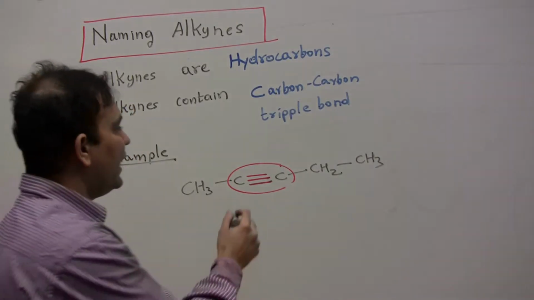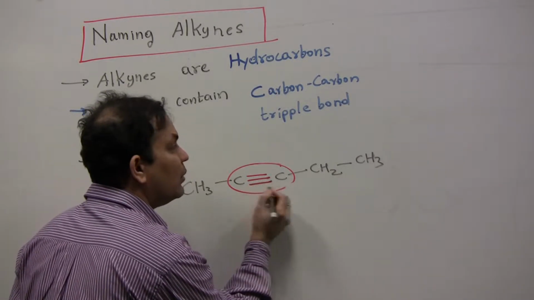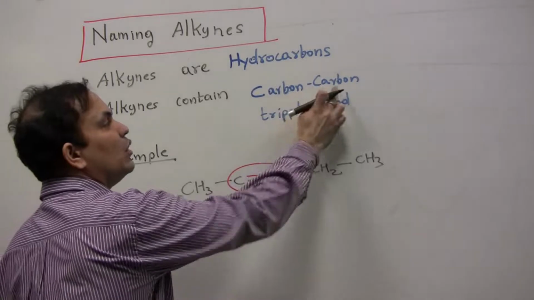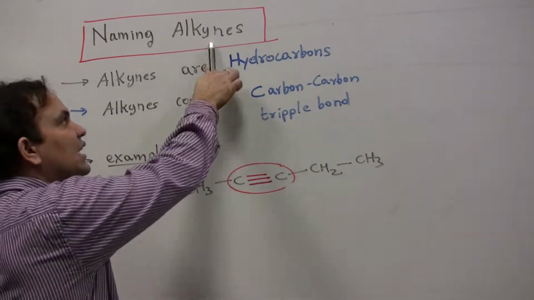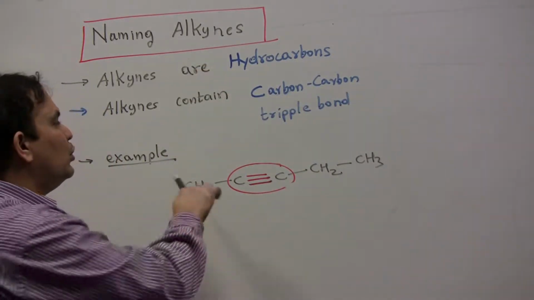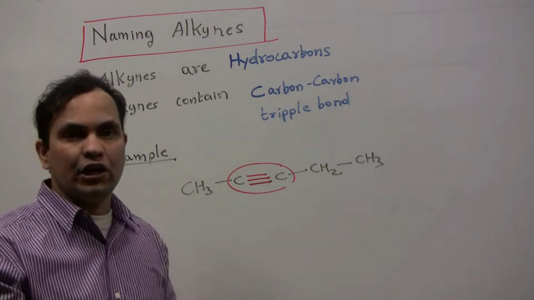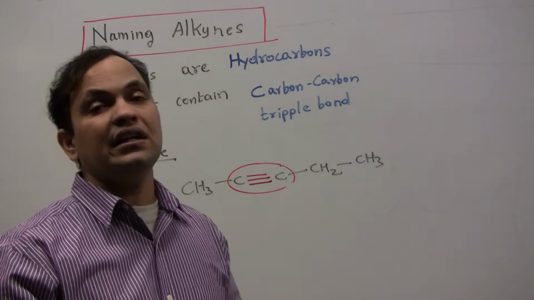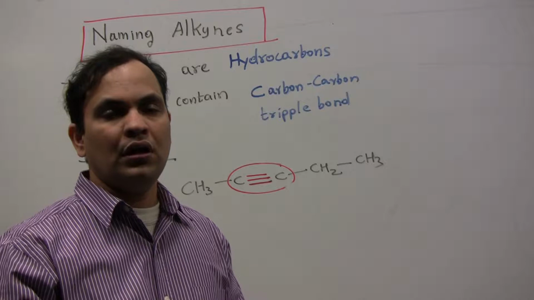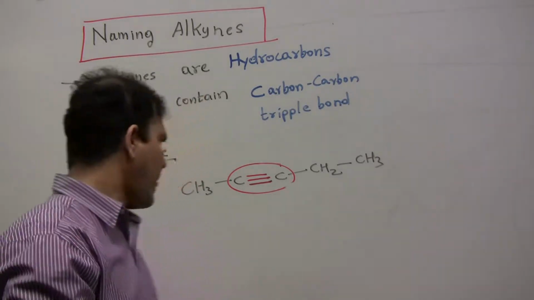Second thing, it has at least one carbon-carbon triple bond. Since it has at least one carbon-carbon triple bond, we call this an alkyne. So it satisfies both the conditions for an alkyne. It's a hydrocarbon, and second thing, it contains one carbon-carbon triple bond. Now let's see how we can name it.